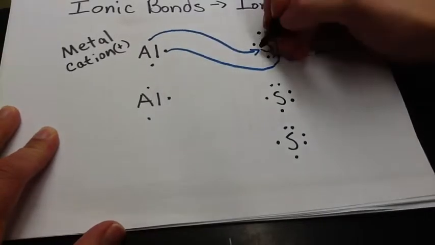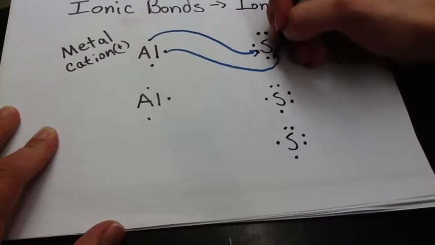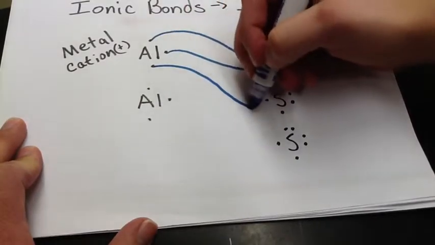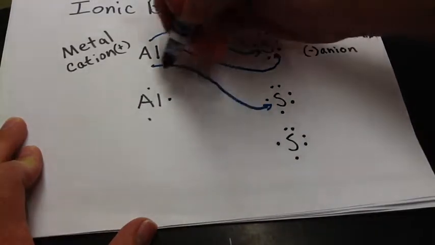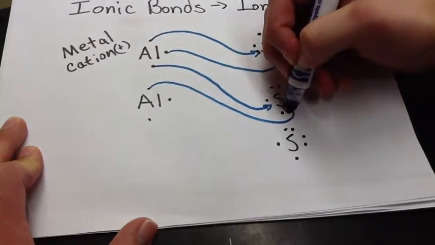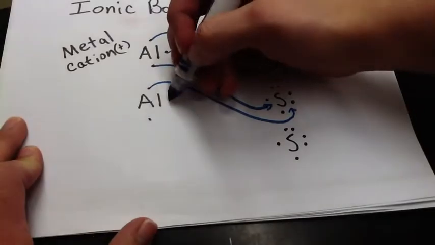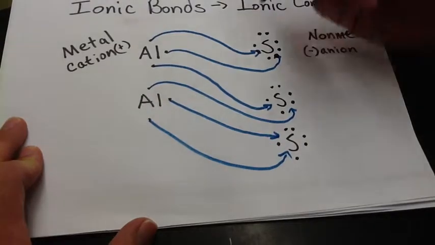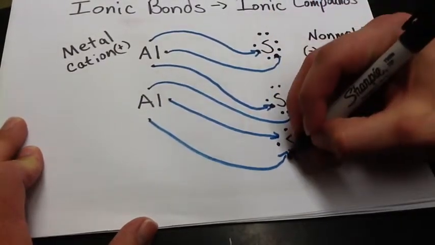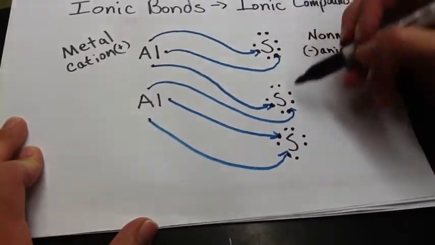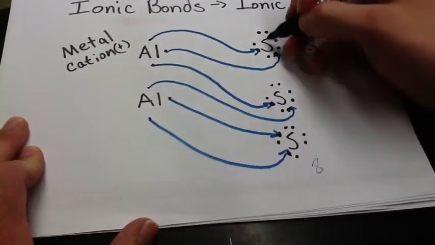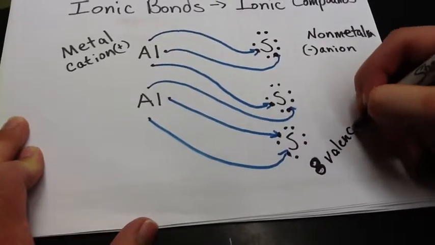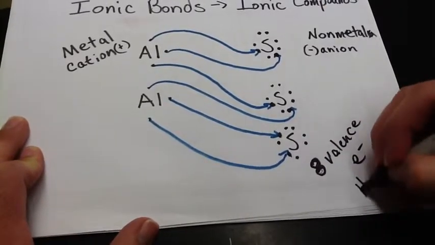So now this sulfur will have 8, and then this electron is going to travel down to this sulfur, and then this aluminum's electron is going to go over here to sulfur, and then these 2 will go to the last sulfur. We'll fill these in. So now sulfur has 1, 2, 3, 4, 8 here, 8 here, 8 here. So he has 8. Each of these sulfurs have 8 valence electrons, and that makes them happy.